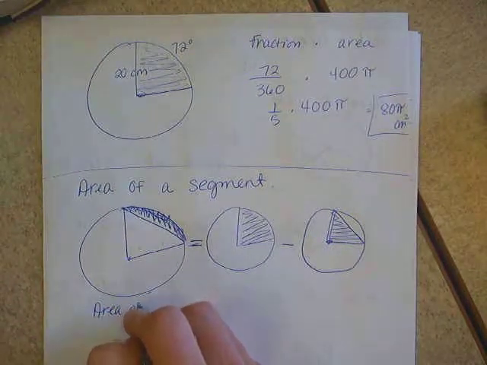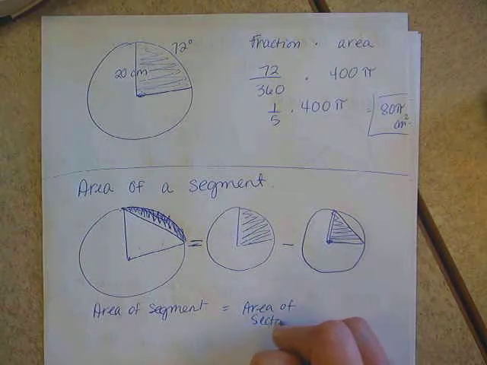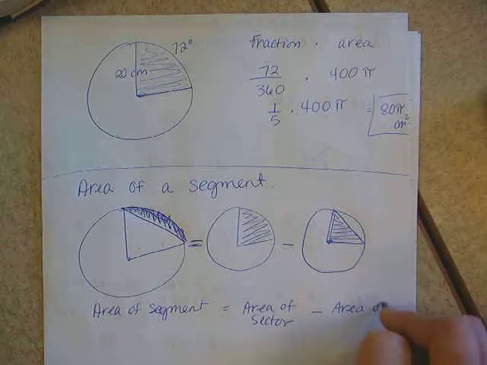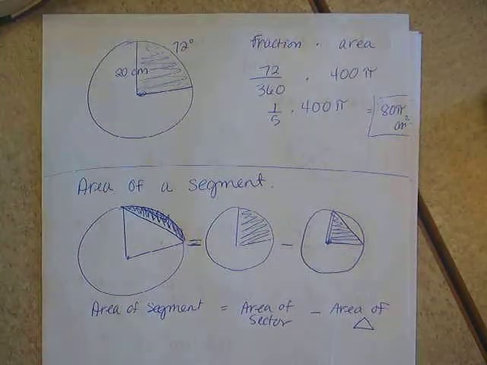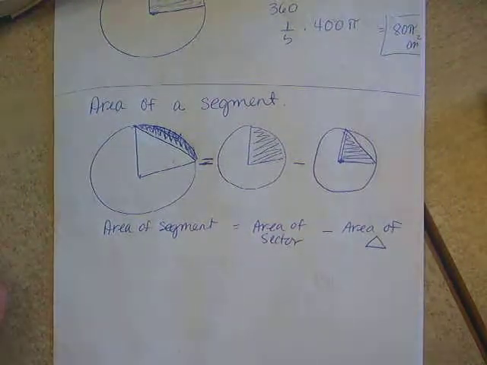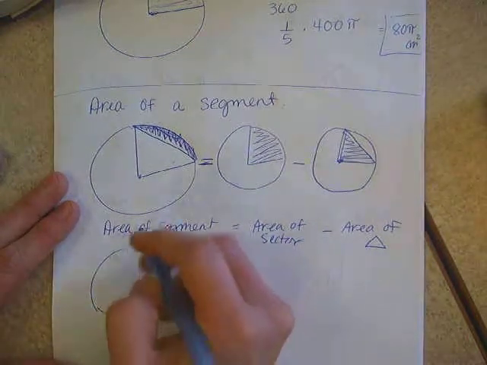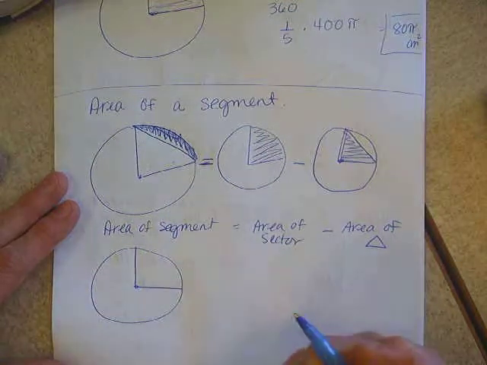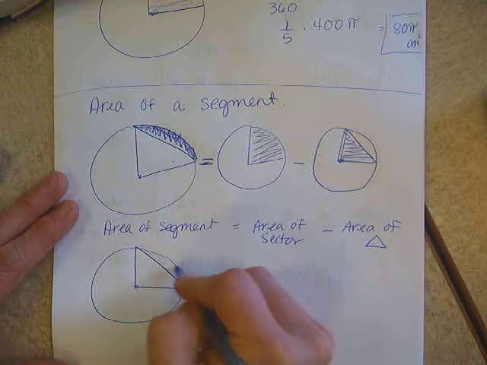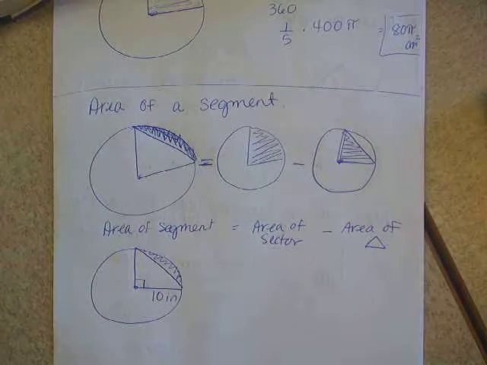So, area of segment equals area of the sector minus area of the triangle that we don't want. Right, so that is the big idea. So we're going to look at an easy one to start.